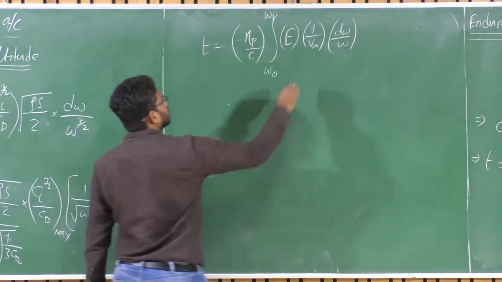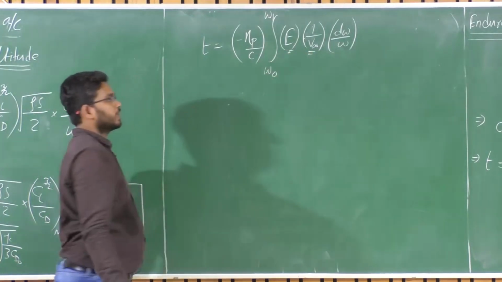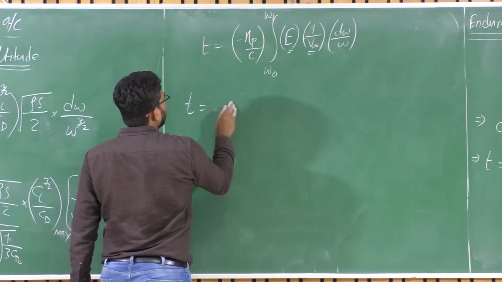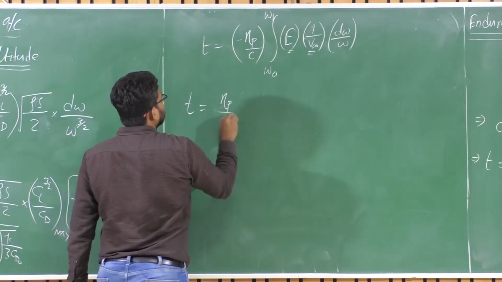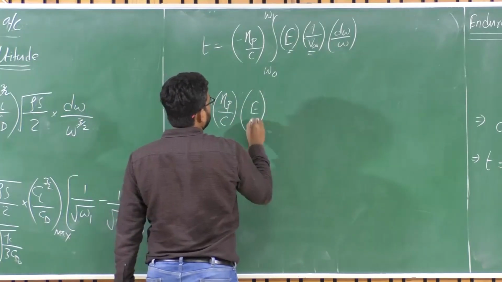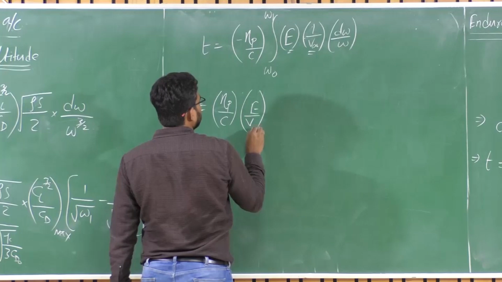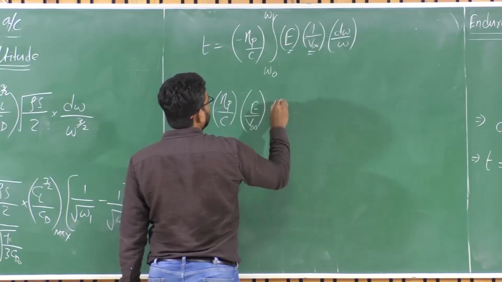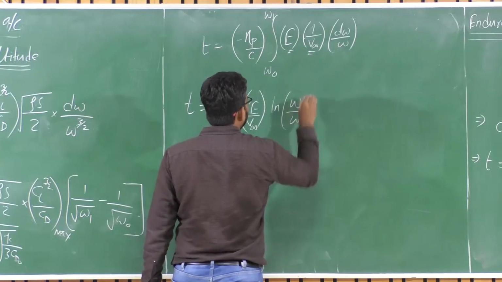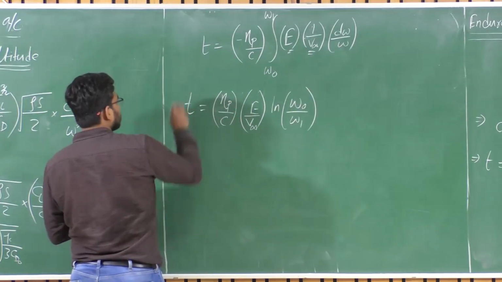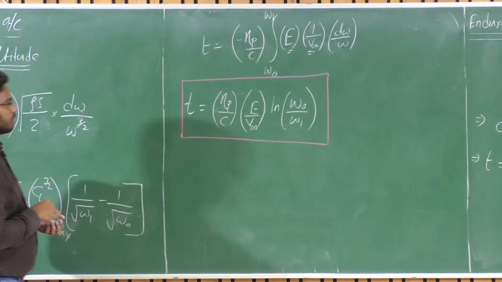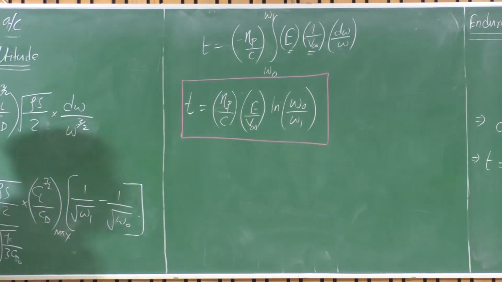So if velocity is constant and we are maintaining a constant angle of attack, this comes out of the integration. It's a straightforward integration. So what we have is eta P upon C times E times velocity V infinity times ln of W naught upon W1. This is the endurance of a propeller driven aircraft when you are flying at a constant velocity.